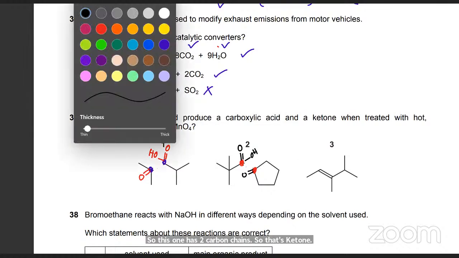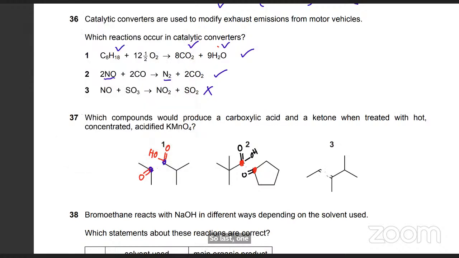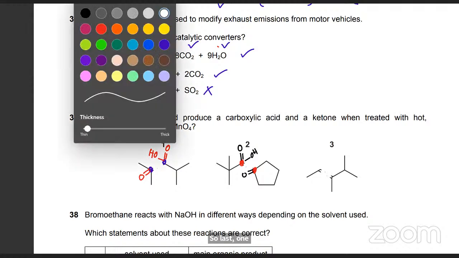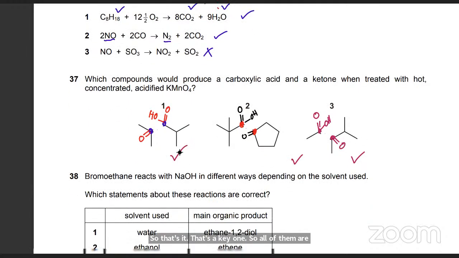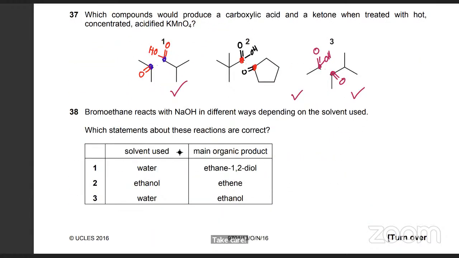Sir, ketone carboxylic acid. So all 3 are correct. The last one also, the double bond breaks. And this one has 1 carbon chain, so that's carboxylic acid. This one has 2 carbon chains, so that's a ketone. So all of them are correct. Clear? Yes, sir. Achha, phir ye ki 38 bromoethane reacts with NaOH, and it reacts in different ways depending on the solvent that is used. So bromoethane is this thing.